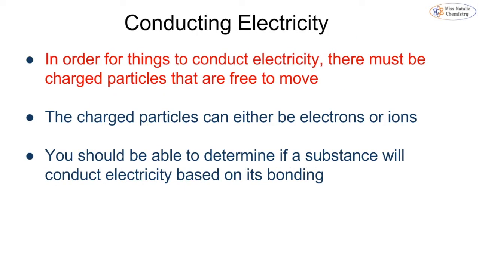So firstly, what do we mean by conducting electricity? Well, in order for something to conduct electricity, there has to be some form of charged particle that is free to move. The charged particles can either be electrons or they can be ions. And you should be able to determine if a substance will conduct electricity based on its bonding. You have done that previously when you have looked at covalent, ionic, and metallic bonding.